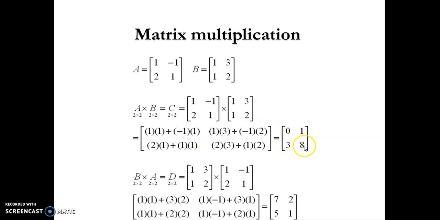And lastly, this element or entry is in row 2, column 2. So I must take row 2 of my matrix A, that is this row, and I must take column 2 of my matrix B, and you always take the entries that match.